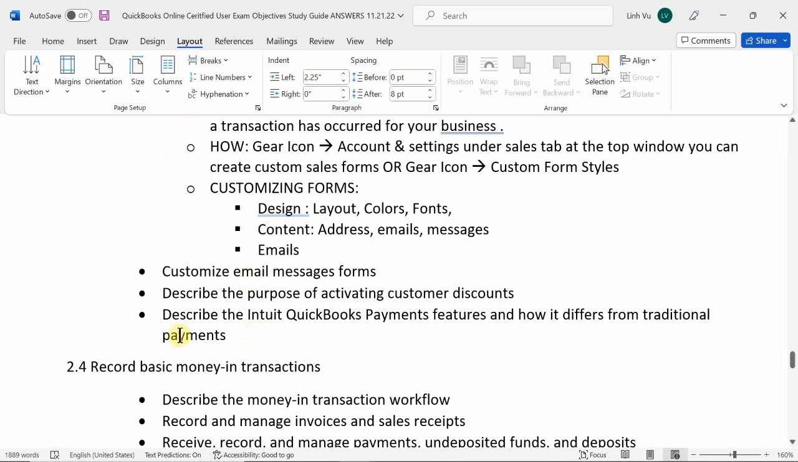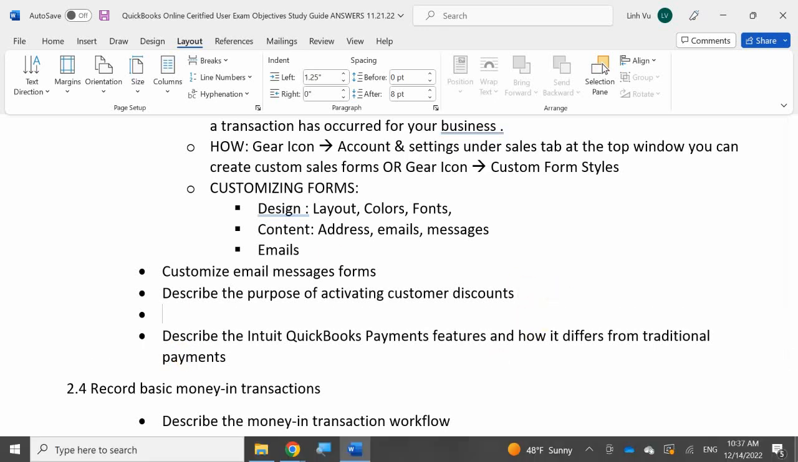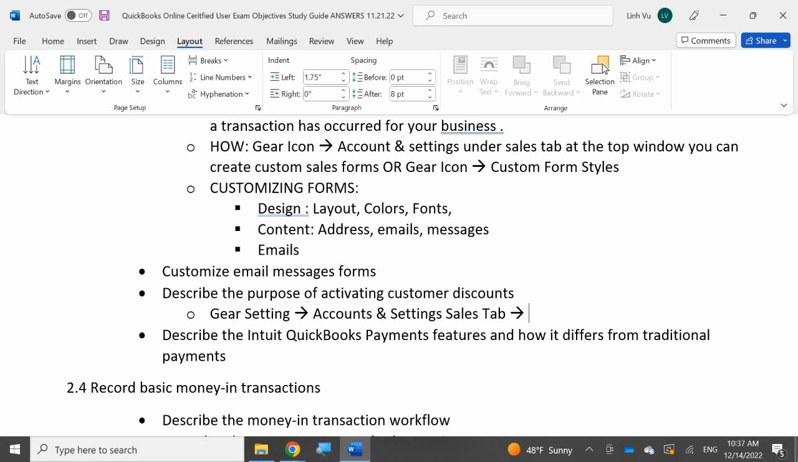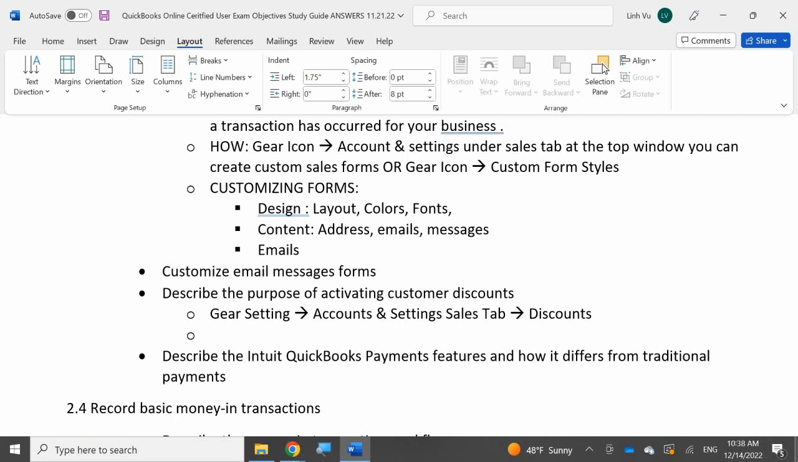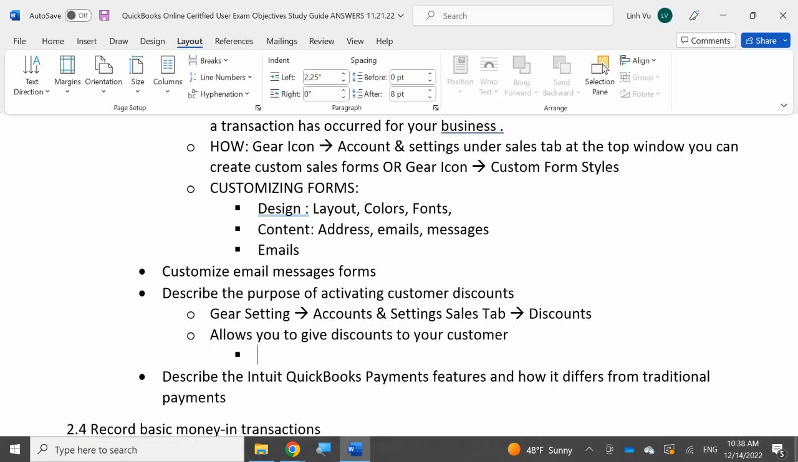Next one says describe the purpose of activating customer discounts. Okay. In this case, this is going to be a gear setting under accounts and settings under the sales tab, right? You have the option to turn on discounts. Okay. Now, what does that do? Again, it allows you to give discounts to your customers, right? And we have that coded to discounts given, right?